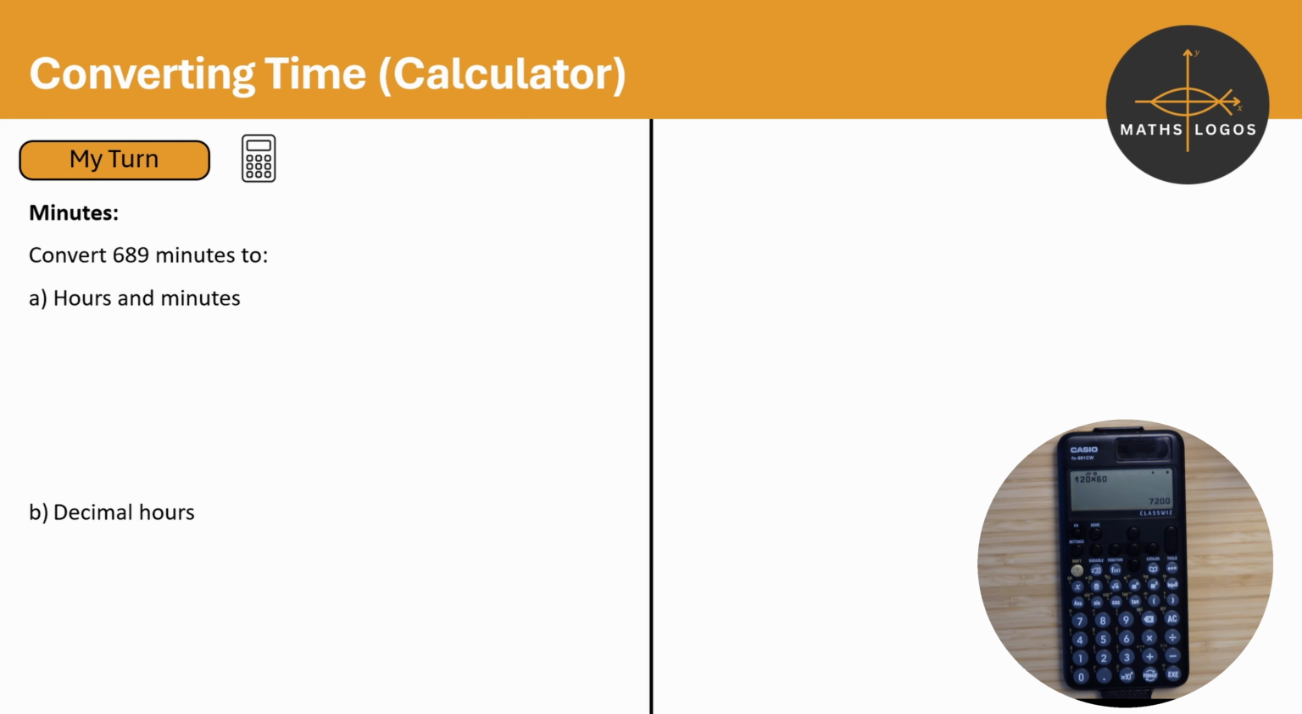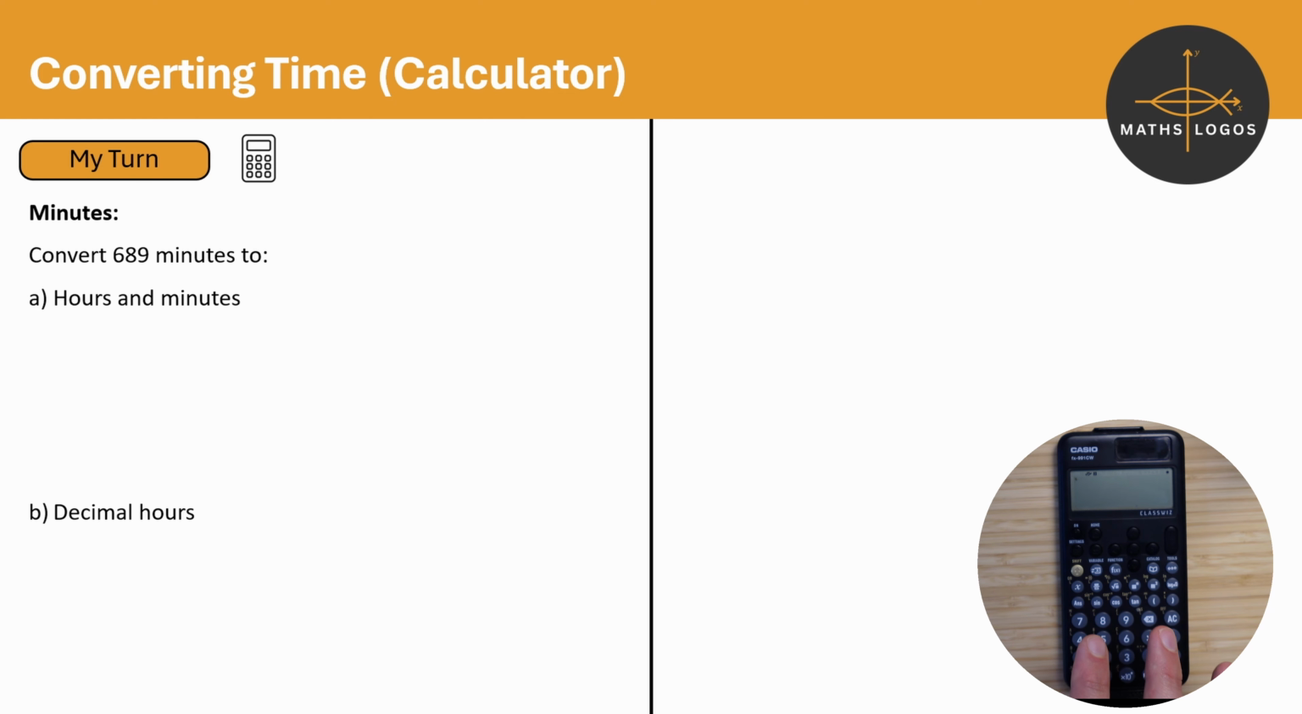Then our next question asks us to convert 689 minutes to hours and minutes. And then we also want to convert it into decimal hours. So by decimal hours, we mean something like 1.5 hours, that kind of thing. On my calculator, I can actually do this directly.